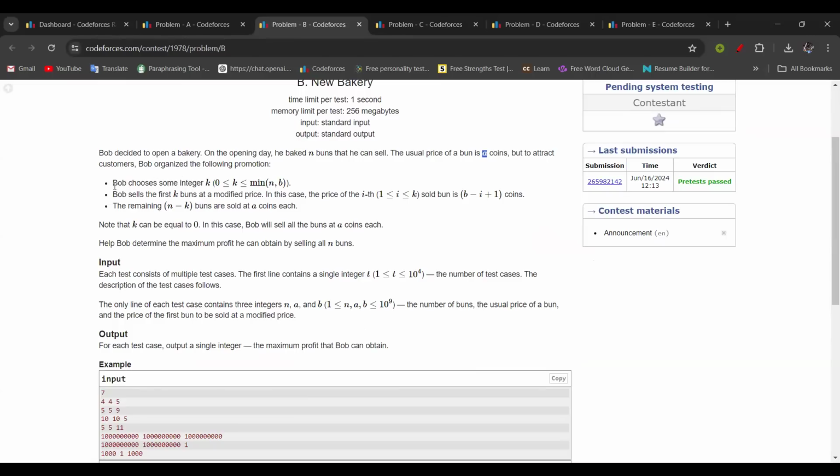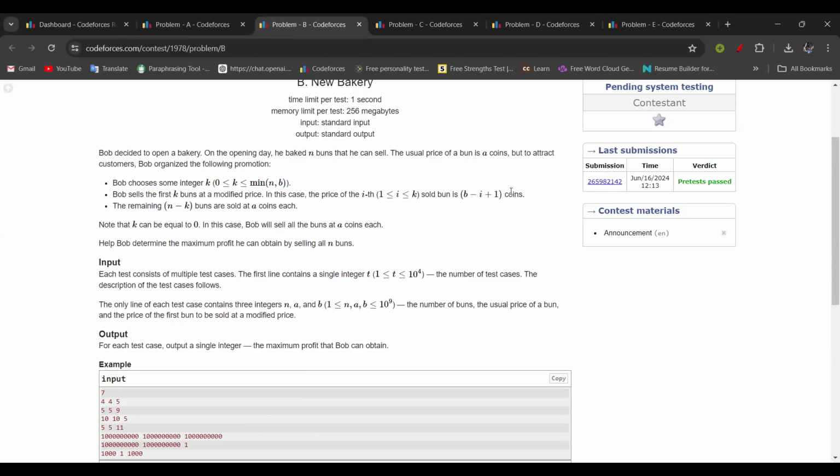So what does it say? Bob chooses some integer k. Okay, first he would choose an integer k, which would be min of n and b. So now b is again some integer. Bob sells the first k buns at a modified price. In this case, the price of the ith sold bun is b minus i plus 1 coins.